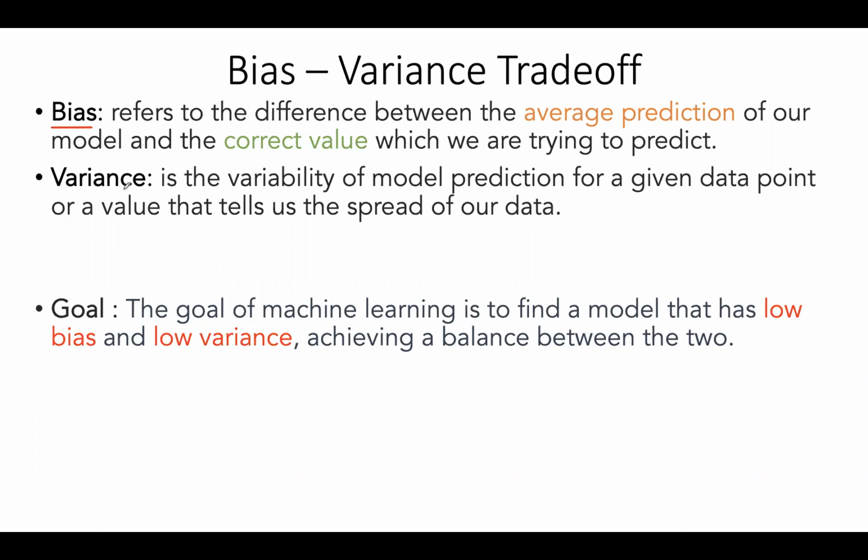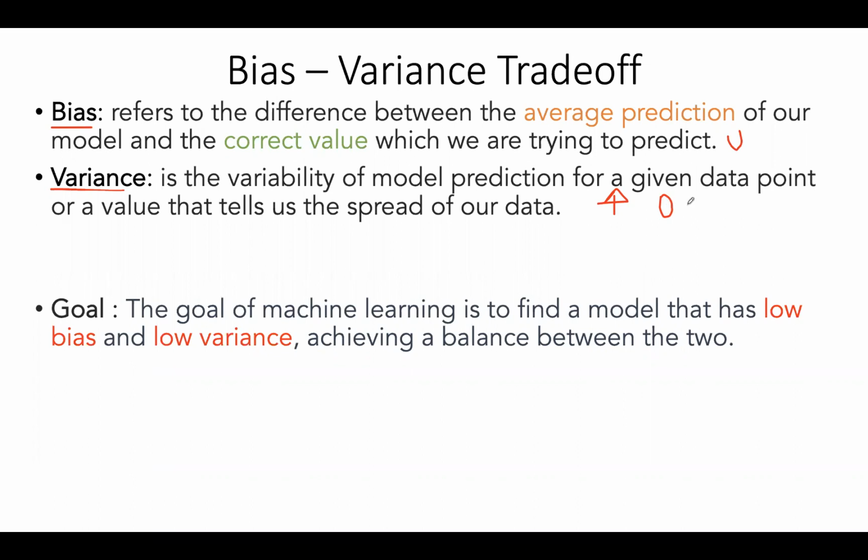Now, when we look at variance, this is the variability of your model prediction for a given data point, or a value that tells us the spread of our data. When you have a high variance model, it has a tendency to overfit. Here was overfitting, and before was underfitting. So it has a tendency to overfit the data.